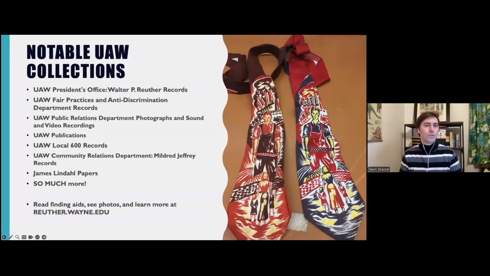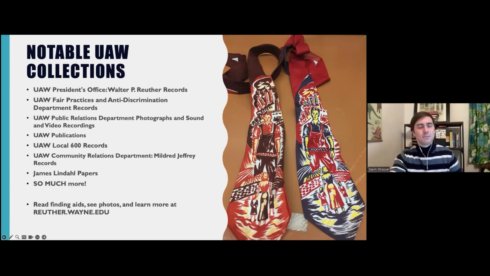I don't want to go through all of the things on here, but I want to put some of our more high profile collections on your radar and to show you that when I talk about the UAW archives, it's not one big bucket. It's actually spread across numerous collections. Like I mentioned, it's over 400 collections that make up the UAW archives. They include records from departments at Solidarity House, locals like the Local 600 records here, and individuals like the James Lindahl papers. So we're getting materials from many different sources, and they're usually named after where the records come from.